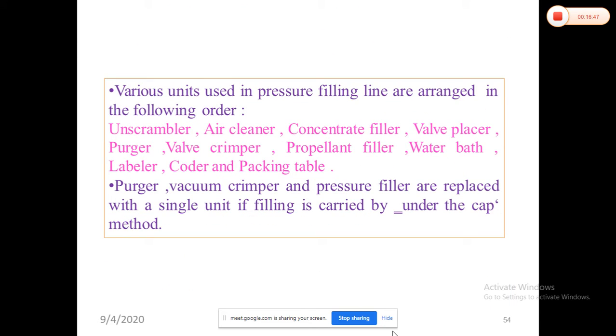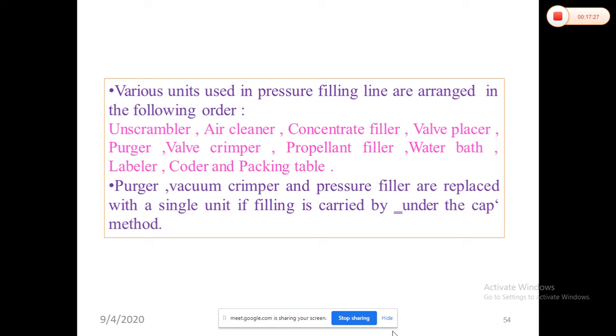Various units used in the pressure filling lines are arranged in the following order. Unscramblers are there, used so that the valve assemblies are properly placed. Then the air cleaner, the concentrate filler to fill in the product concentrate, the valve placer, the purger, the valve crimper, then the propellant filler, water bath, labeler, cooler and the packaging. So these are arranged in one line.